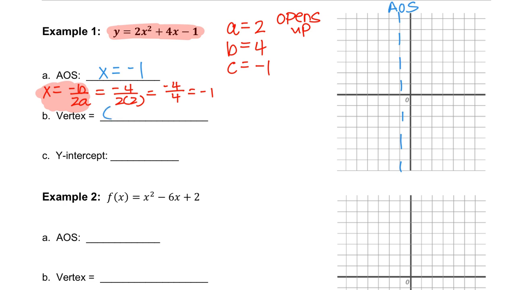We're just going to go in order. So the vertex is a point, like x comma y. The x value is the same as the number from my axis of symmetry, so -1. So I can automatically put that there. To find the y value, I plug -1 back into my original equation. So I'm going to have y equals 2 parentheses, negative 1 squared, plus 4 parentheses, negative 1, minus 1.